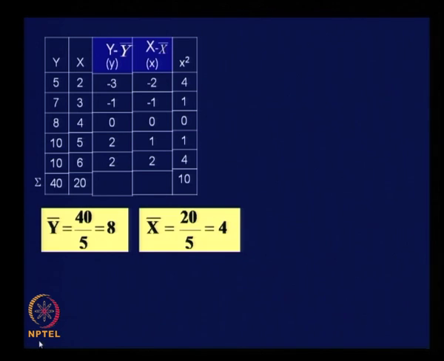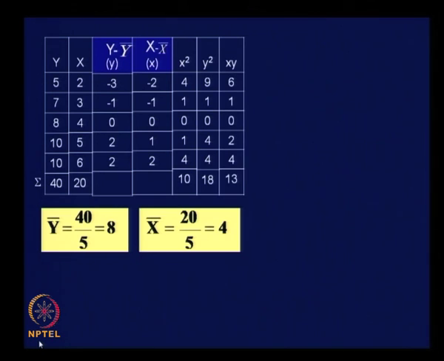Then we need these statistics also for our subsequent calculations. Square of the deviations of the observed values from their respective means, x squared, is required. So we get the squared values of x as given here, and the sum is 10, and y squared values are also given, the sum becomes 18, just squaring the values already given in the table. And then xy is also required, the product of x and y. So we get the values as 6, 1, 0, 2 and 4, and the sum is 13.